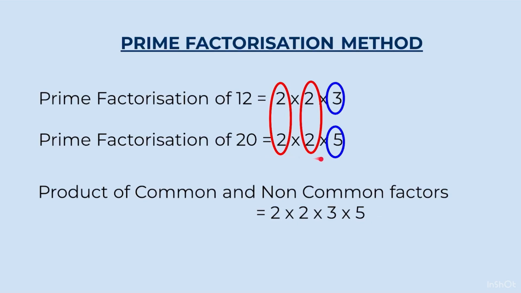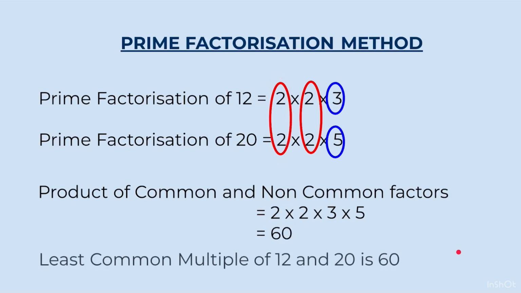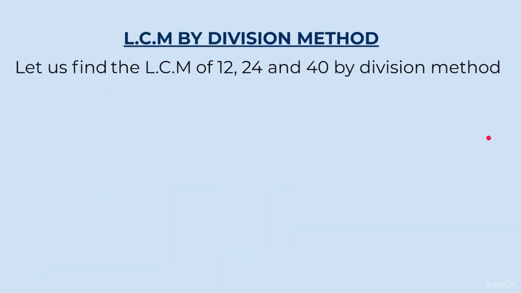Once again, the point to be noted here is that we will not write four 2's. We have only taken two 2's, because for the one set of common 2's we write it only once. So the LCM of 12 and 20 is 60. This is the second method of finding the LCM.